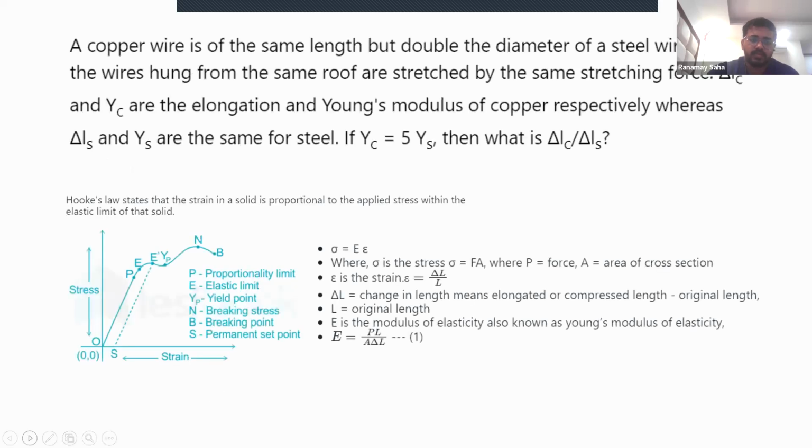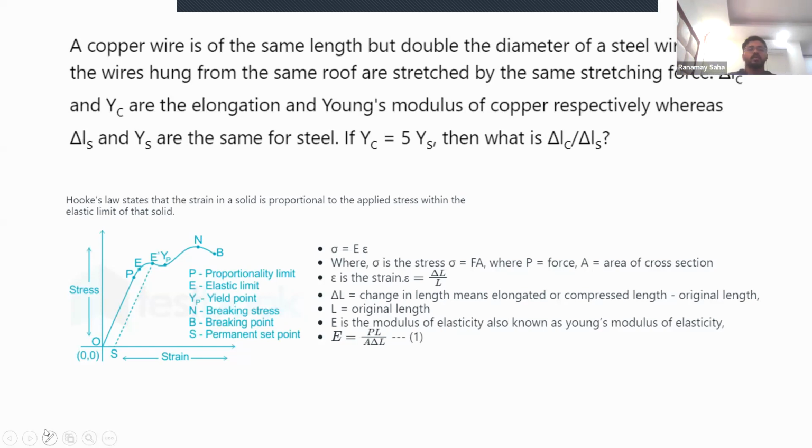If it is clear, then let's move to the next question. It says that a copper rod is given to you, and the wire is of the same length, but the diameter is double that of a steel wire. Now both the wires are hanging and are stretched by some stretching force.